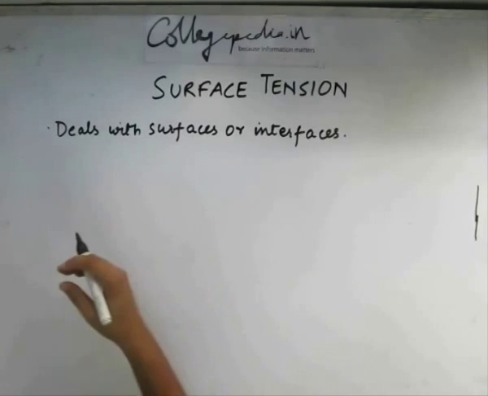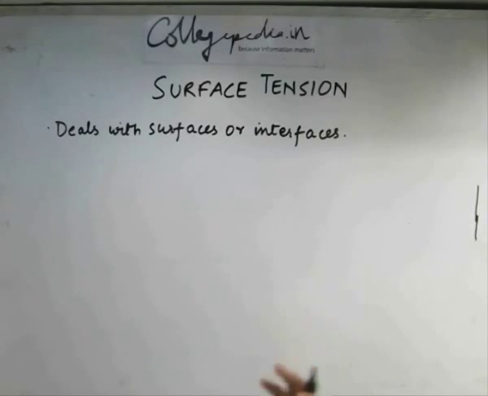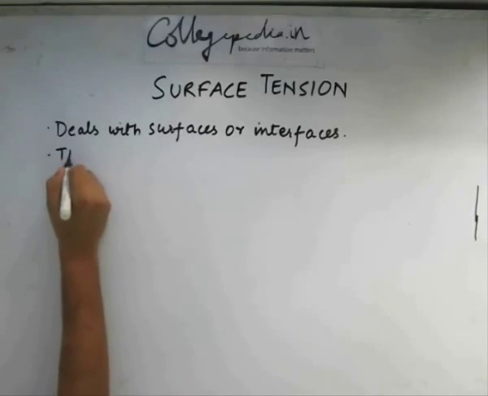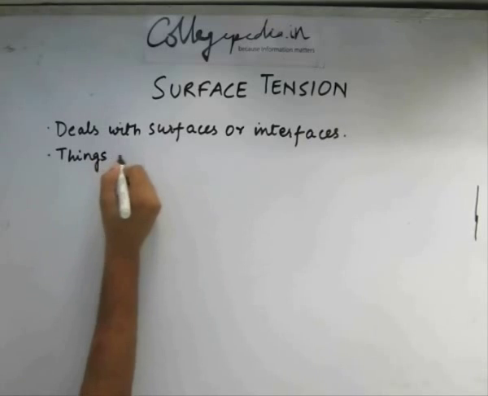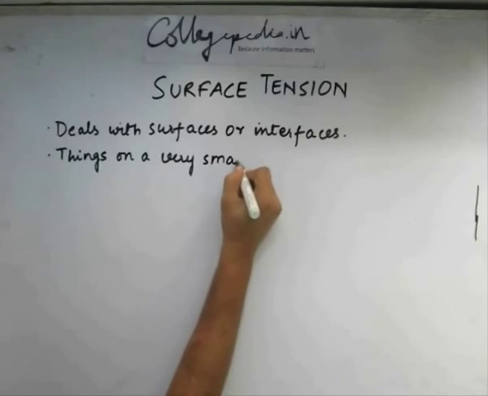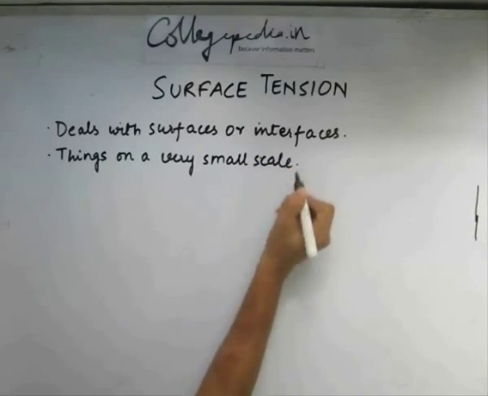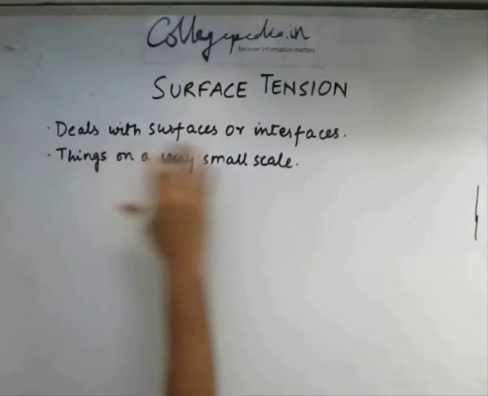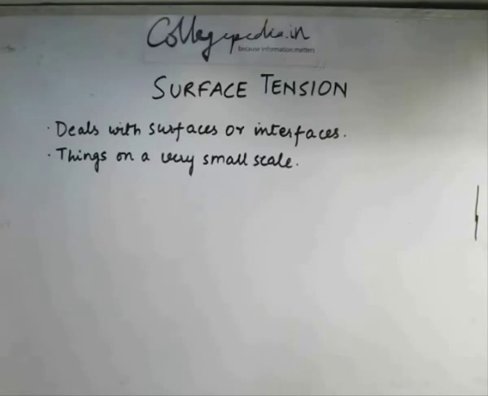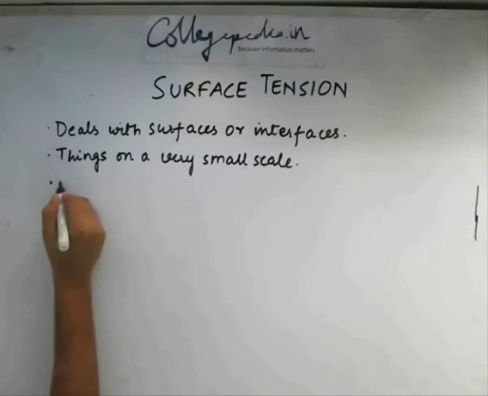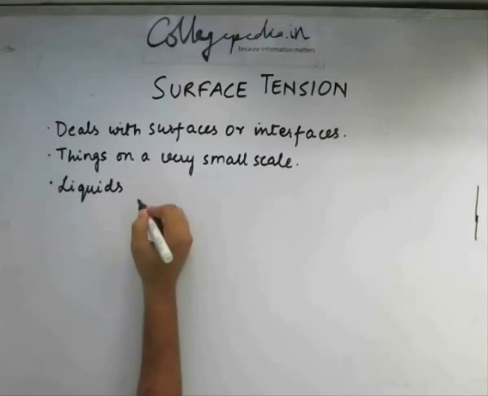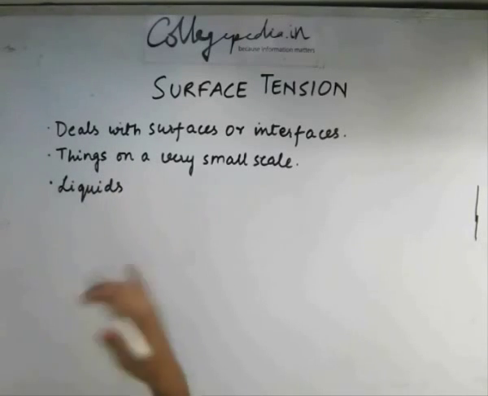Generally, the small elements we consider are only a few molecules in width. So what we're talking about is things on a very small scale. However, this effect can be integrated over a large area to help in our calculations. This is generally observed prominently in liquids, which will be our main area of discussion in the later class.